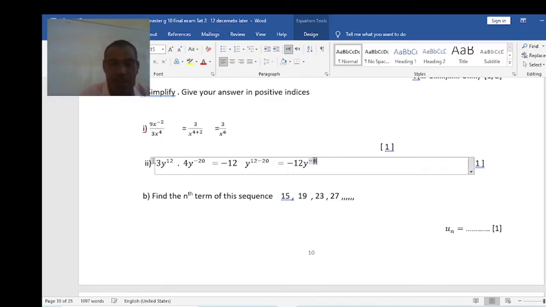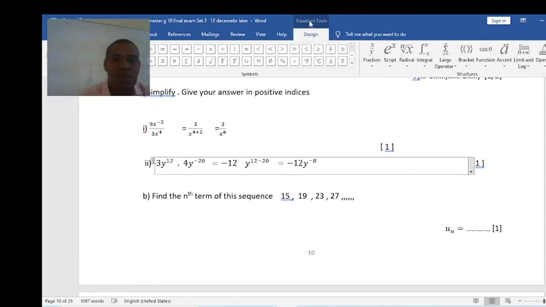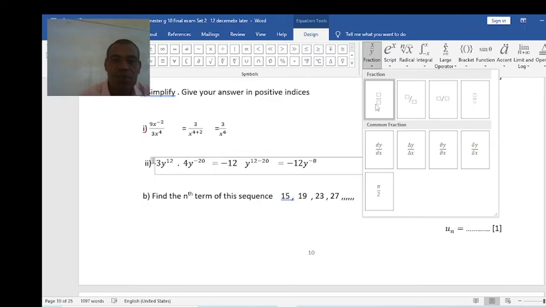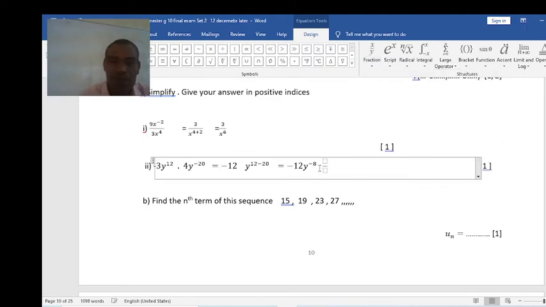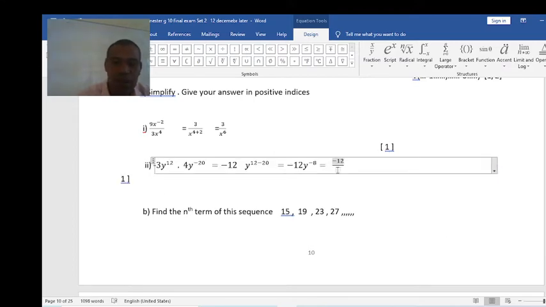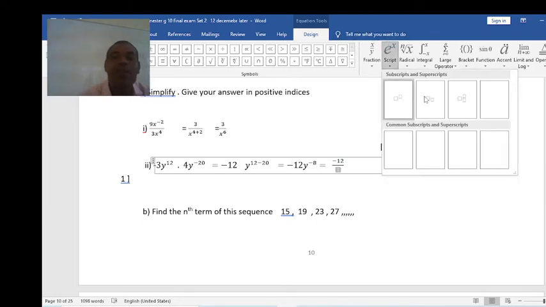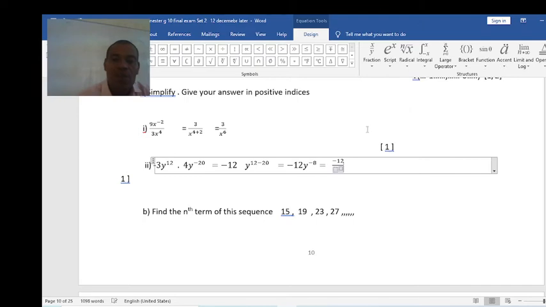Now you can see this expression. It's written, but the indices are not all positive. I want to change to a fraction, to positive indices. So I should use an equal sign and a fraction. So it will be negative 12, because there is negative 12, divided by y to the power 8. Y to the power 8. And then I finish the question. Clear?